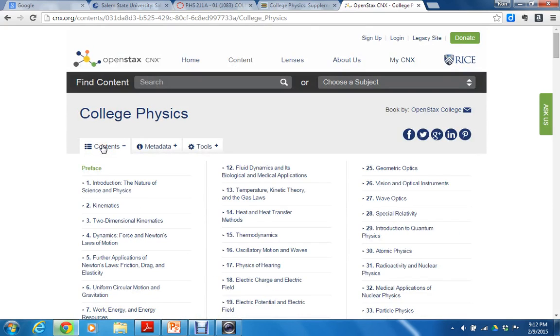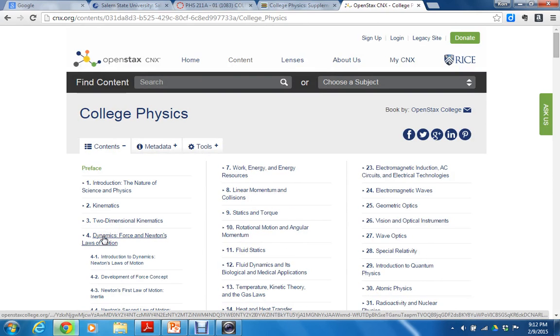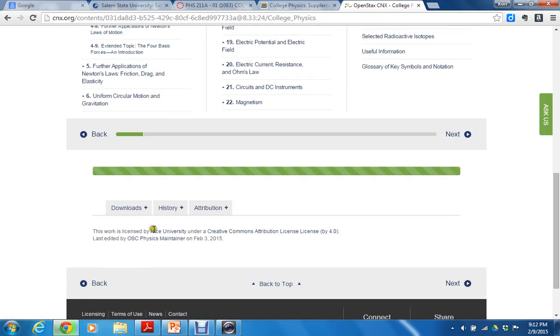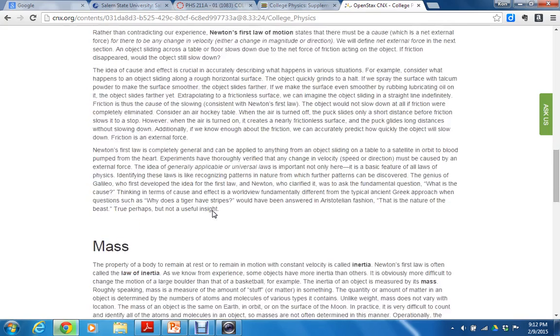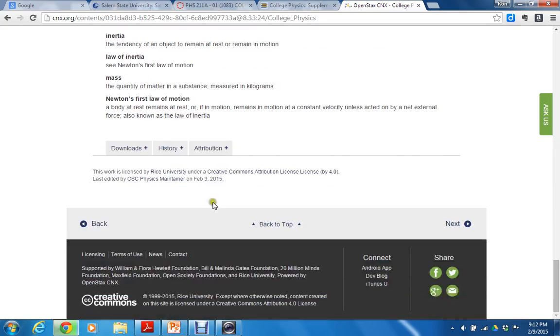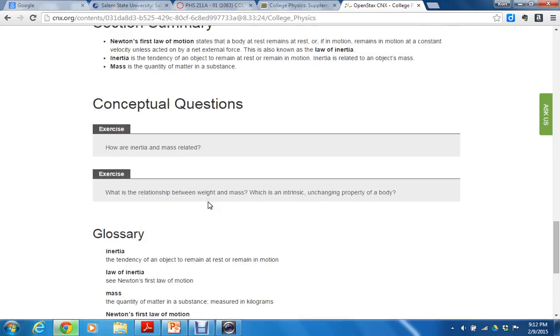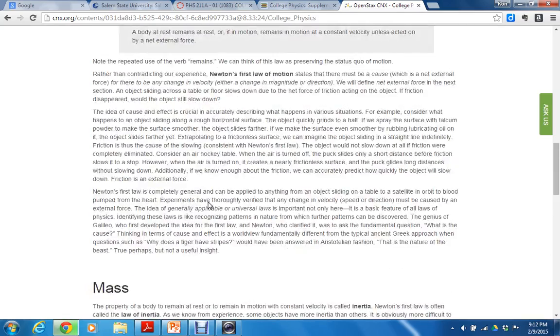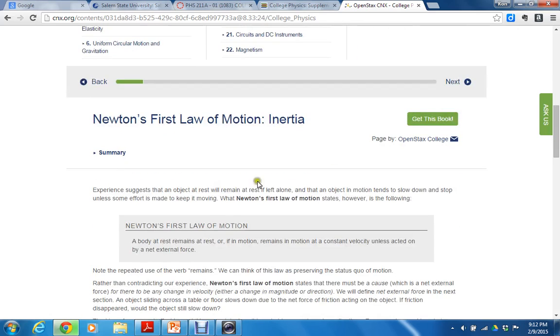So you go to contents, and I'm really interested in chapter 4, so I'll click on, I don't know, Newton's first law of motion, inertia, and then I can read that section of the textbook as it talks about Newton's first law and what goes on there, and I can have a good introduction and understanding as I flip through the book and look at the different concepts in here.